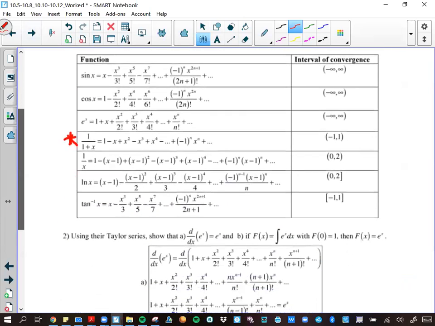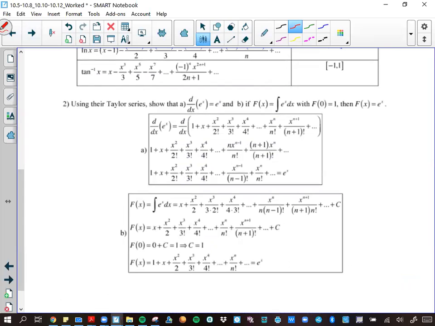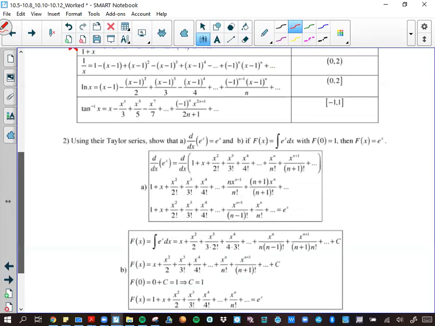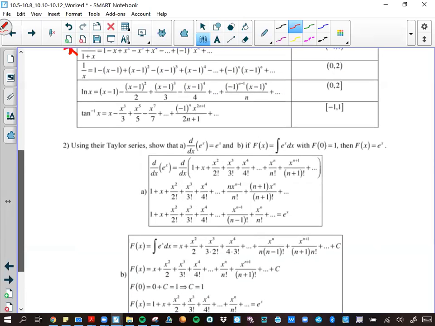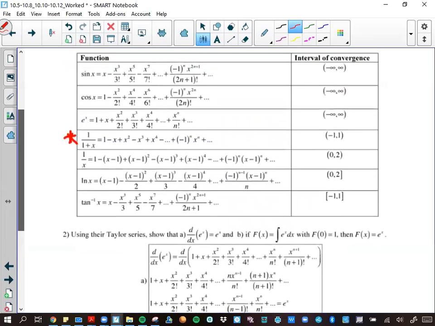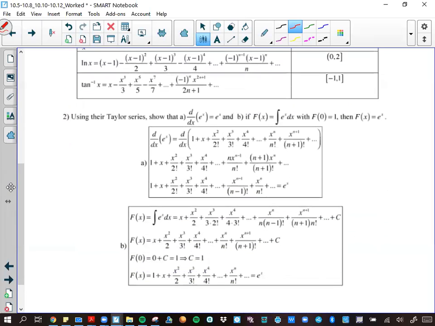So these are the functions we need to try to memorize. Okay, because it's going to make our life so much easier when we are doing the rest of this lesson. So it says, using the Taylor series, show that the derivative of e^x is e^x, and if capital F of x equals the integral of e^x dx with F of 0 equaling 1, then capital F of x equals e^x. So what we're doing is we're taking the derivative of e^x. The derivative, e^x as a Maclaurin series is up here, okay? So we're taking the derivative of this.